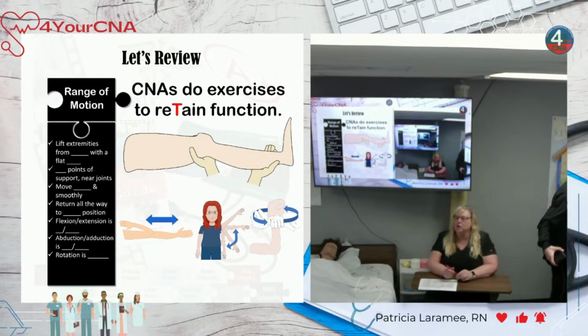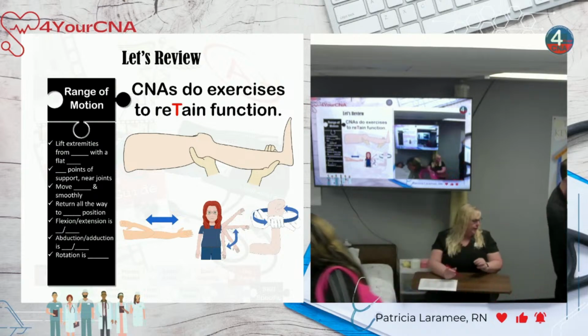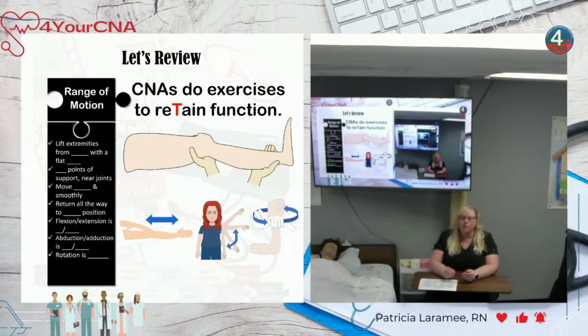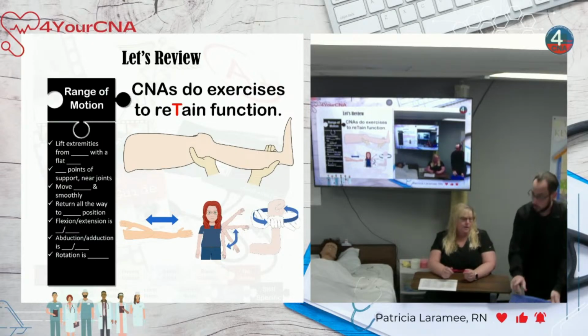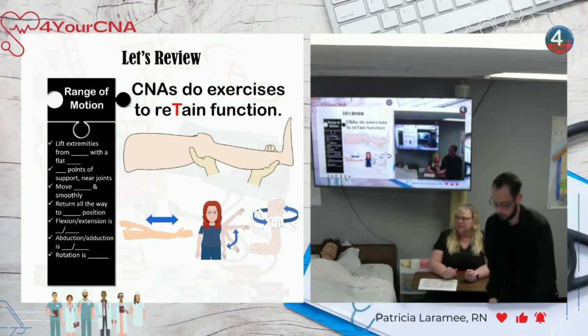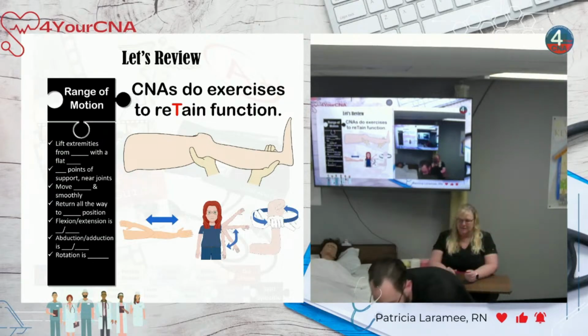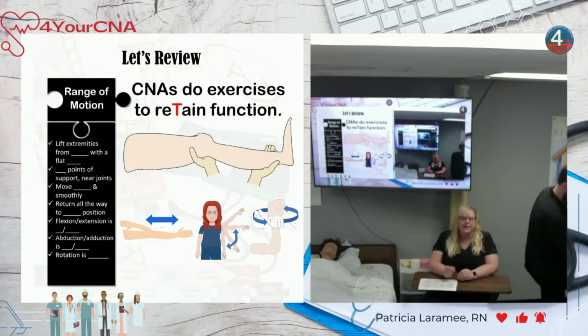All right, so we've learned 3 range of motions. We've learned range of motion shoulder, range of motion elbow and wrist, and range of motion hip, knee, and ankle.